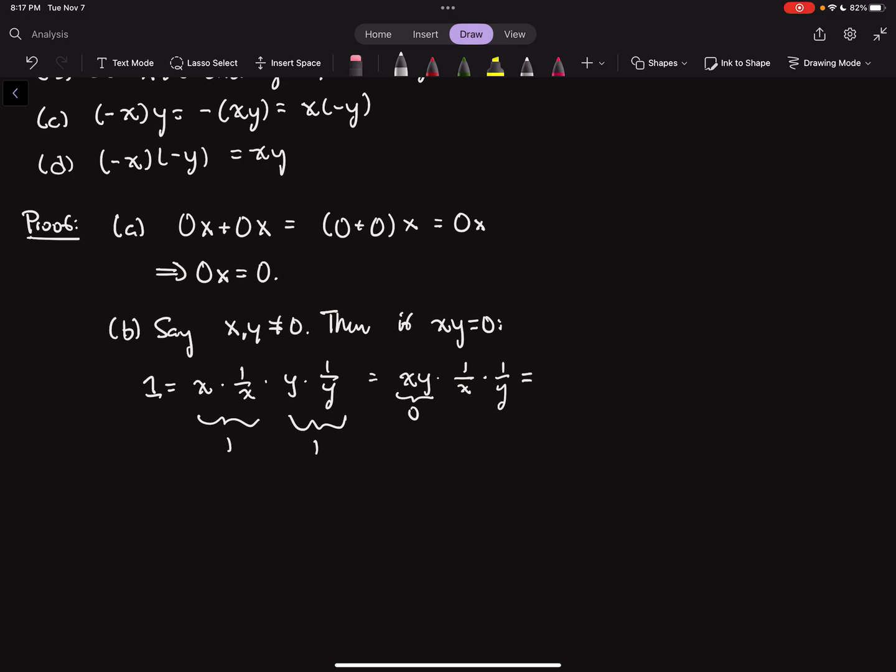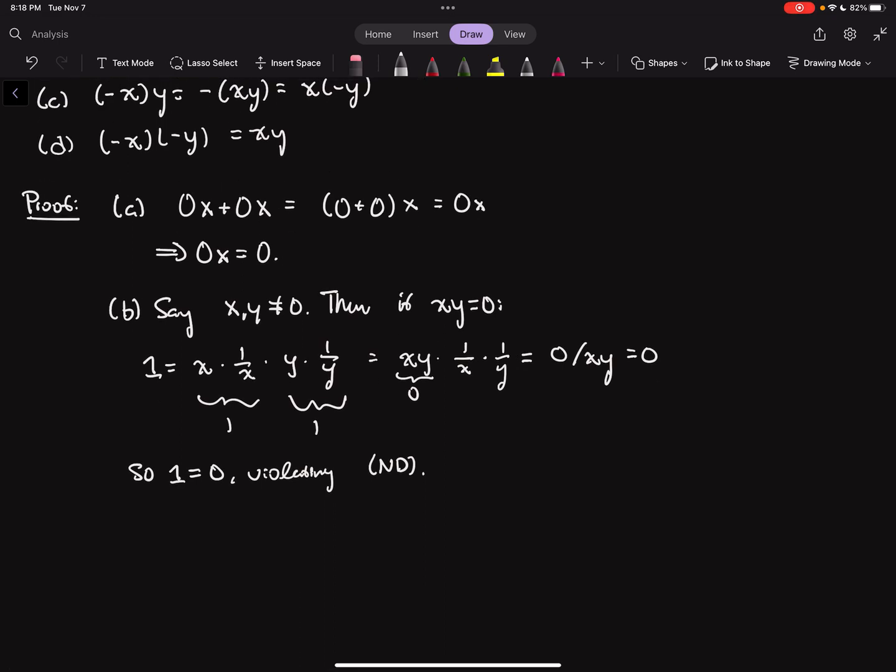We have that this is 0 over xy. But that should just be 0. So 1 equals 0, violating ND. So basically, if it was possible for xy to be 0, even though x and y were non-zero, we could show that 1 equals 0, which is ridiculous. So this is an impossibility.